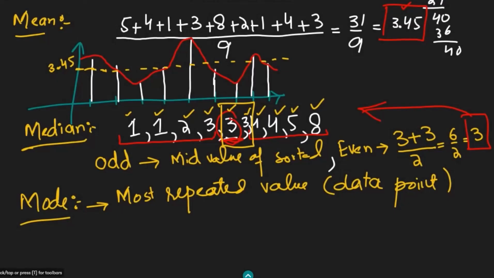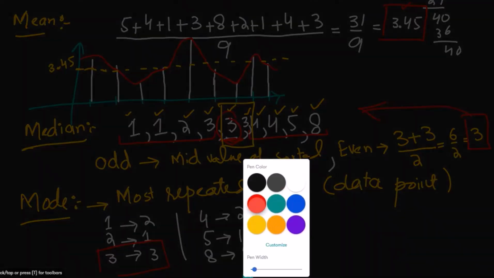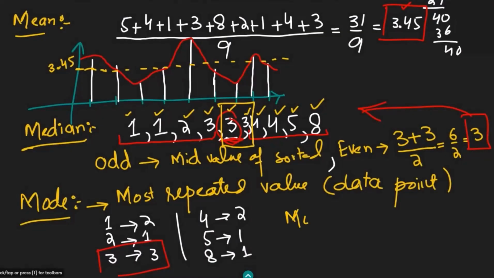Here we can see that we have 1, so 1 is repeated 2 times. Similarly, 2 is repeated 1 time. We have 3, which is repeated 1 2 3 times. Similarly, 4 is repeated 1 2 times. 5 is repeated 1 time, and 8 is also repeated 1 time. So what is the value which is repeated the most? That is 3. So 3 is the mode value for the data which we have, and this is the answer.